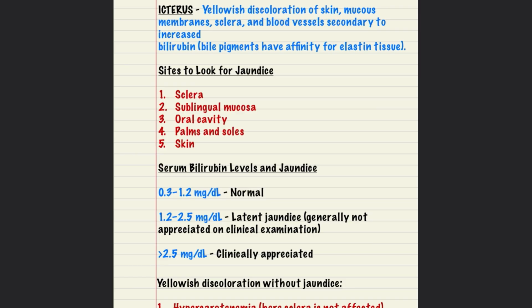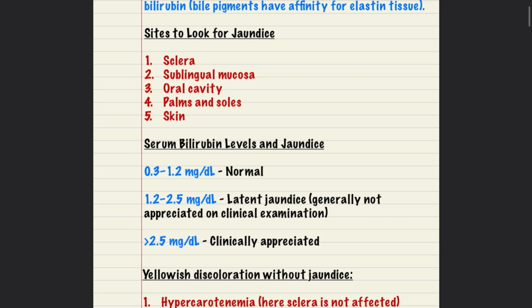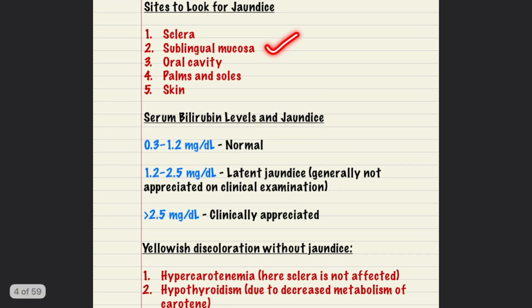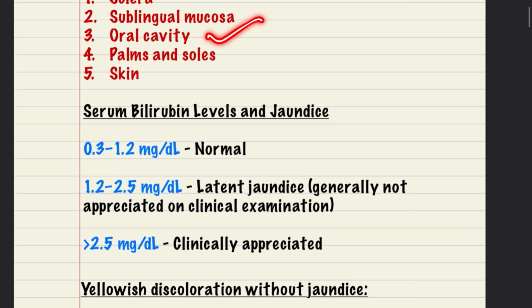So what are the sites that you look at for jaundice? The first site is the sclera, then we have the sublingual mucosa, oral cavity, palm and soles, and the skin. Actually we are saying sclera, but it is not exactly the sclera, it is the upper bulbar conjunctiva. So it is written scleral, but it is not actually sclera.